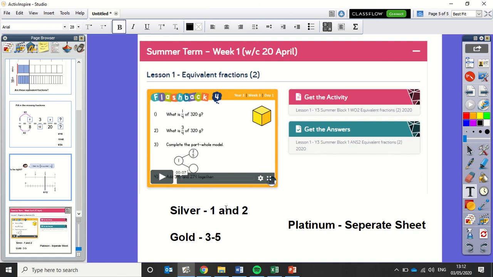Silver today is number 1 and 2. Gold is 3 to 5. And then platinum, as always, we send to you on a separate sheet.